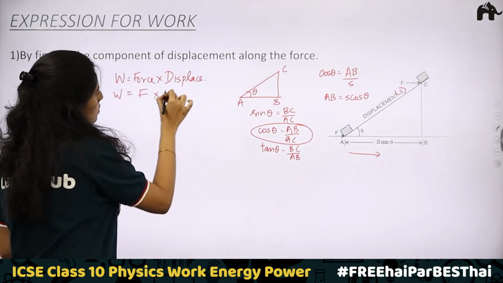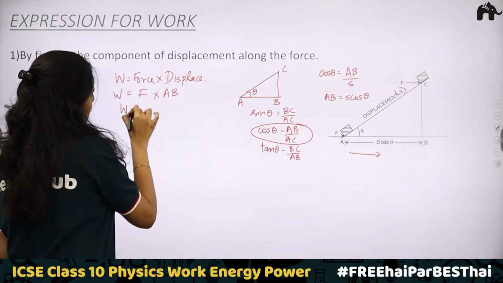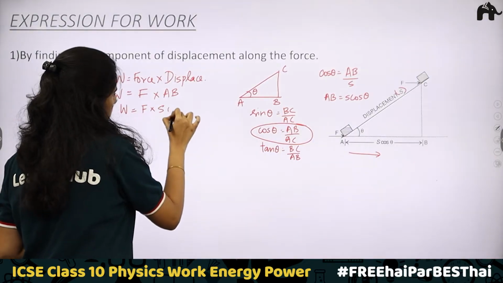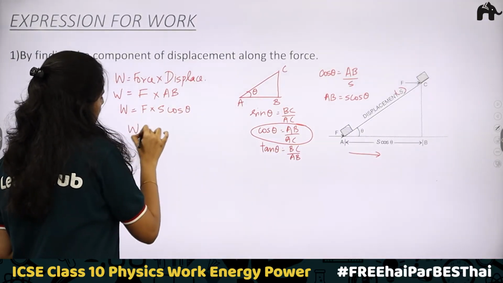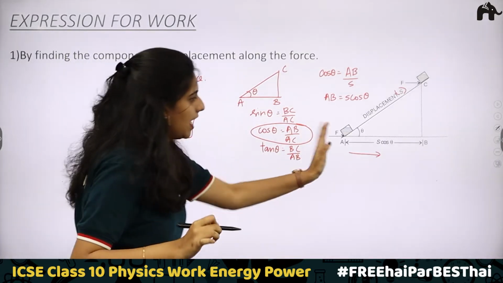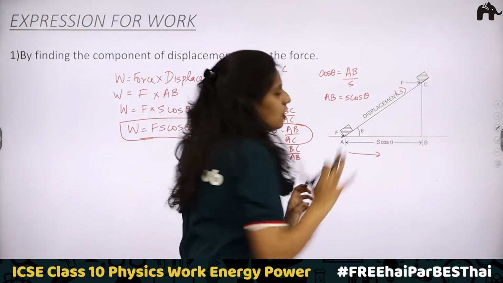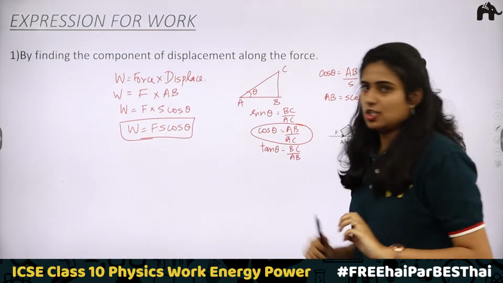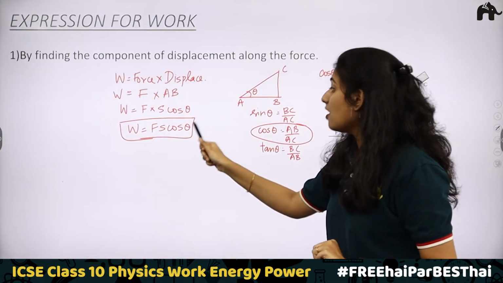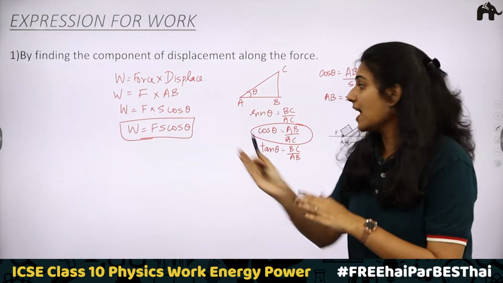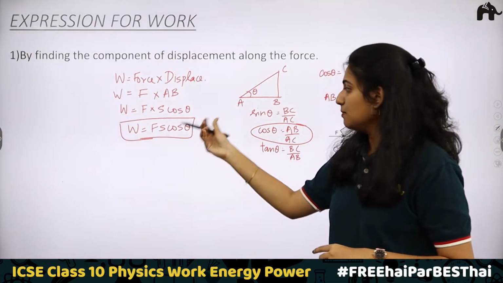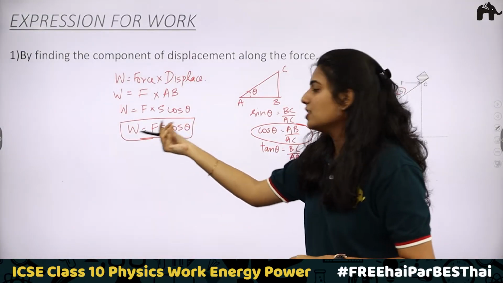Here force into displacement, displacement is AB. Work will be F into, what is AB? S cos theta. Therefore, work is equal to Fs cos theta. Force is applied and the displacement along the direction of force. So, this is the equation. We need to take the force, magnitude of displacement and the cosine of angle between the force and displacement vectors. We know force and displacement are vectors. We have to take the cosine of the angle theta between force and displacement.